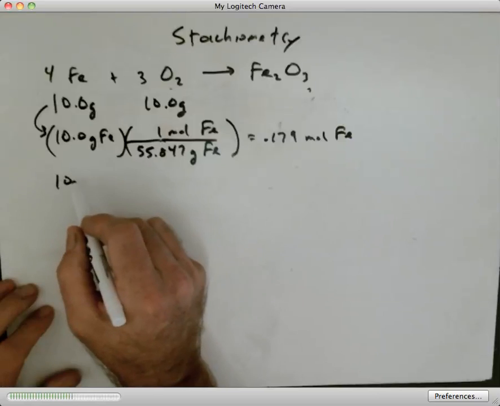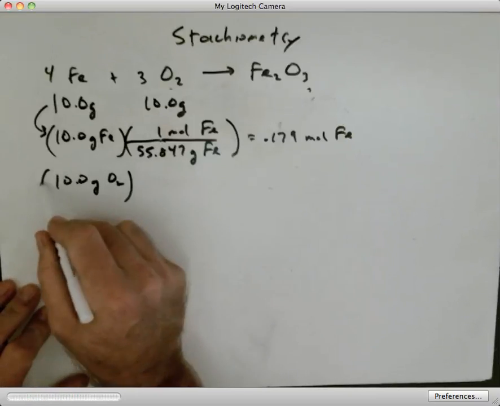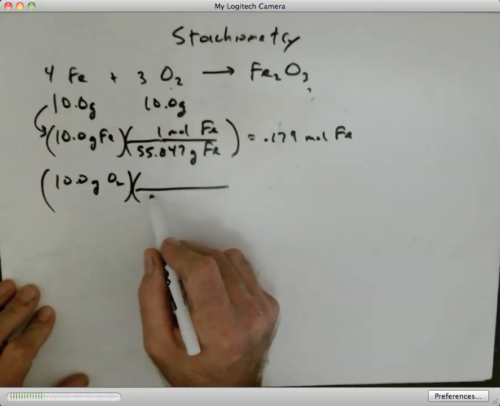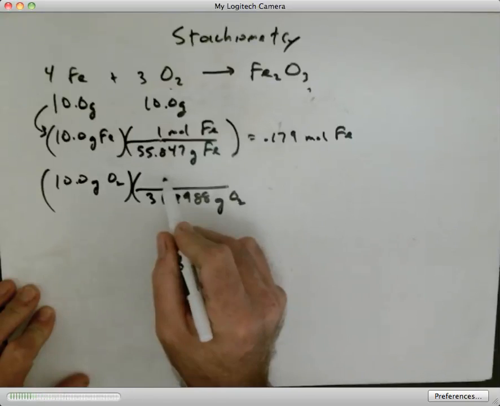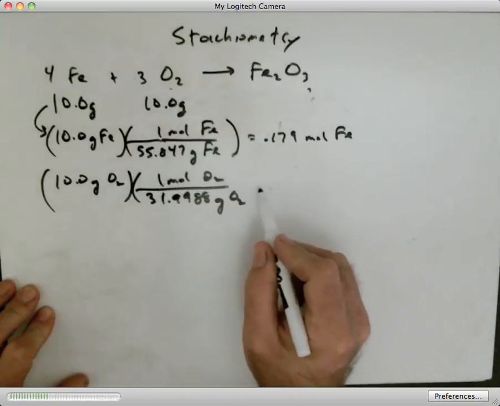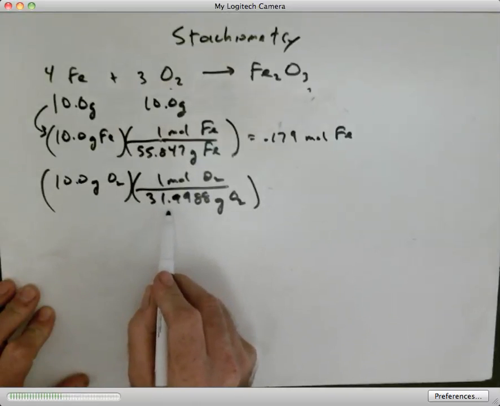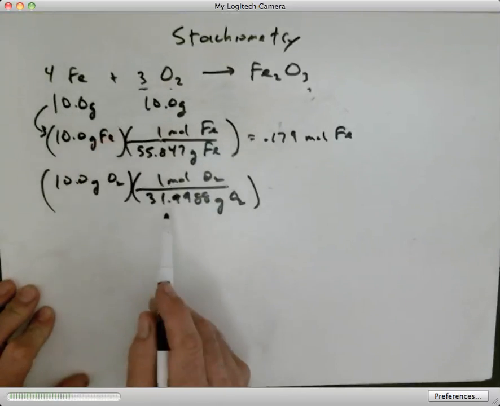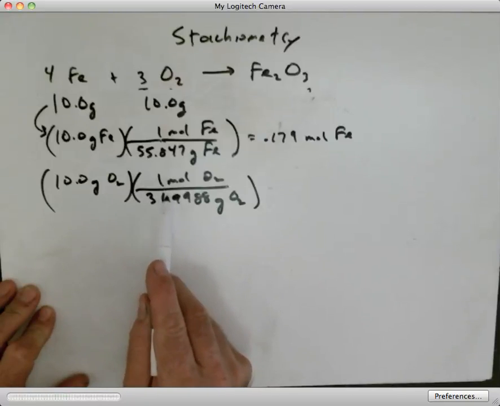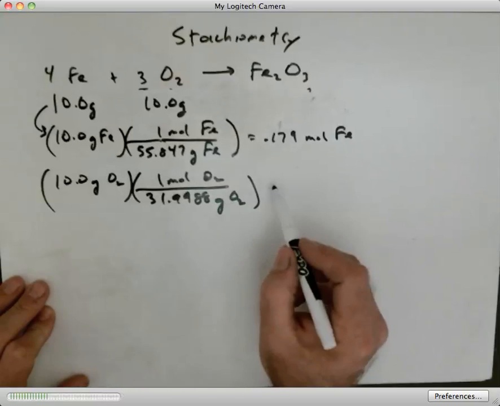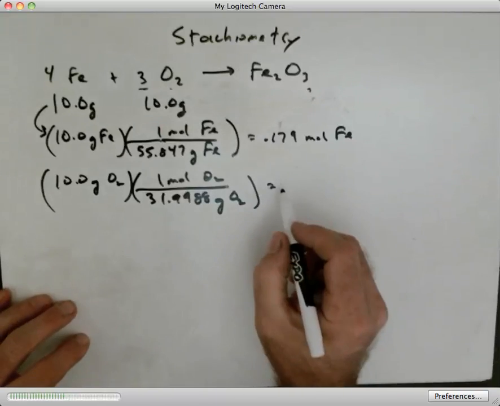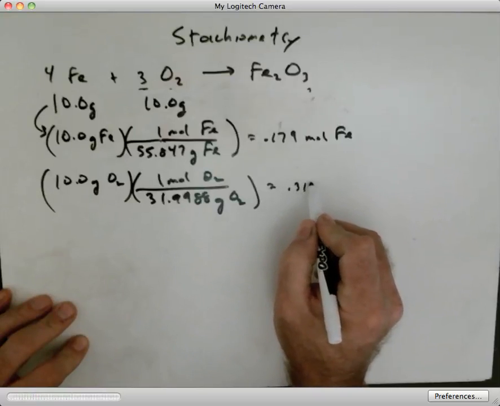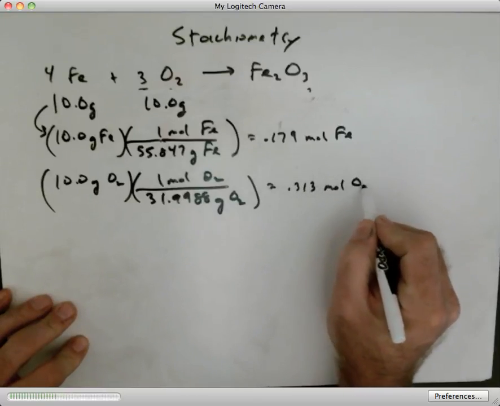If I have 10 grams of oxygen, now oxygen's a molecule, so I have to say there's 31.9988 grams of oxygen in a mole of oxygen molecules. Notice 1 mole is 31 grams. This 3 does not have anything to do with determining how many moles of oxygen there are to start with. So if I have 10 grams and I have 31.9988, there is 0.313 moles of oxygen when I start.